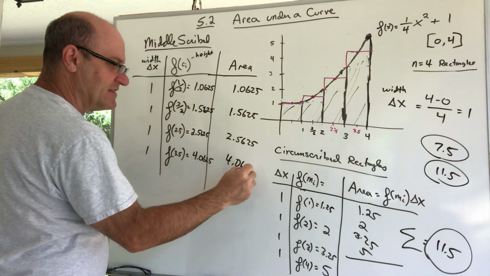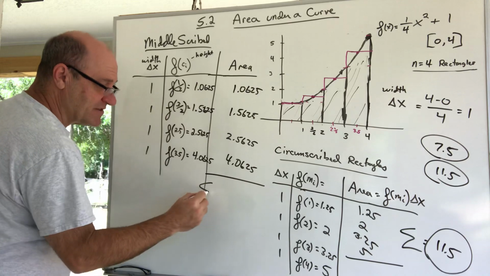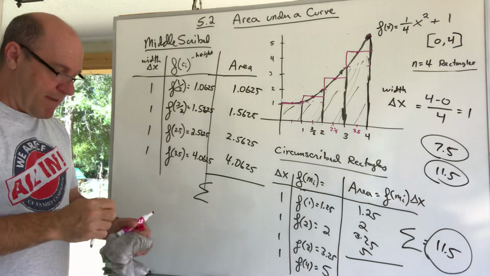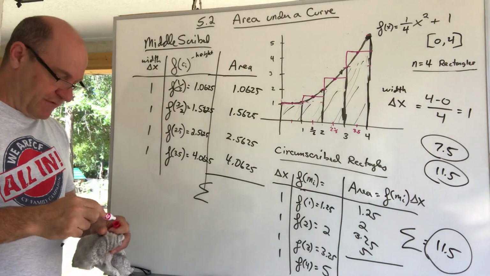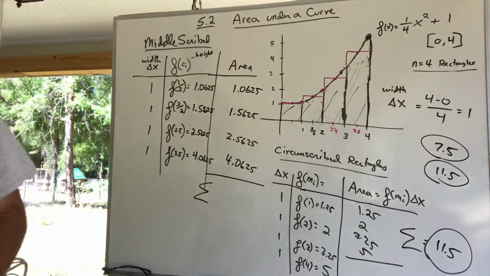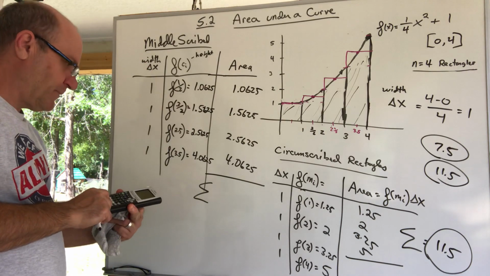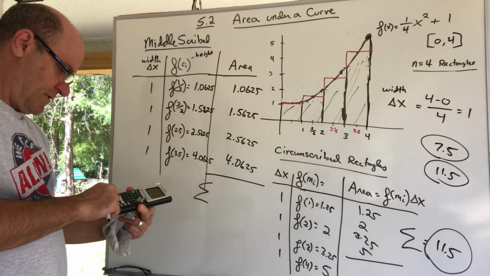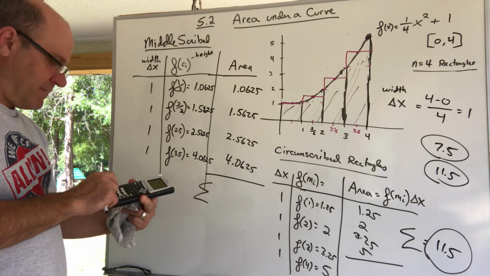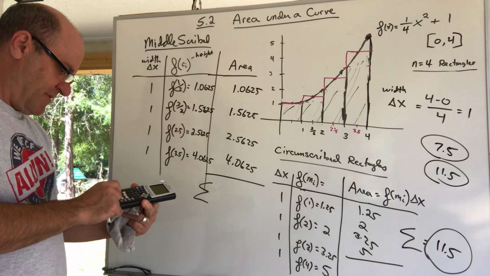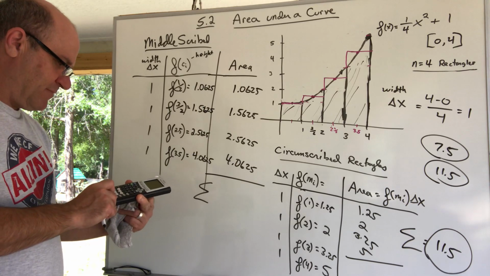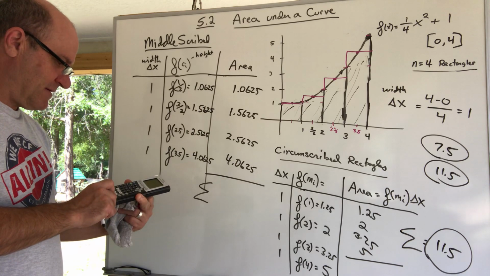I didn't round any of these off. I want to add these up. This is my middle sum, my middle scribed rectangles. This is awesome. I want to add those up. Here I go. Plus 2.1. I hope I didn't make any errors. You guys can double check me. Please double check me.